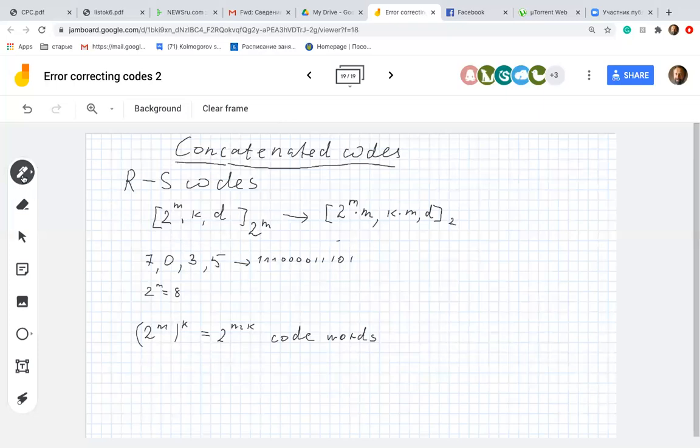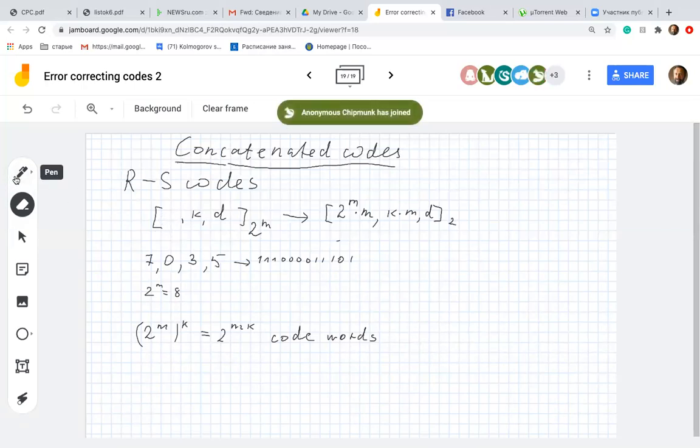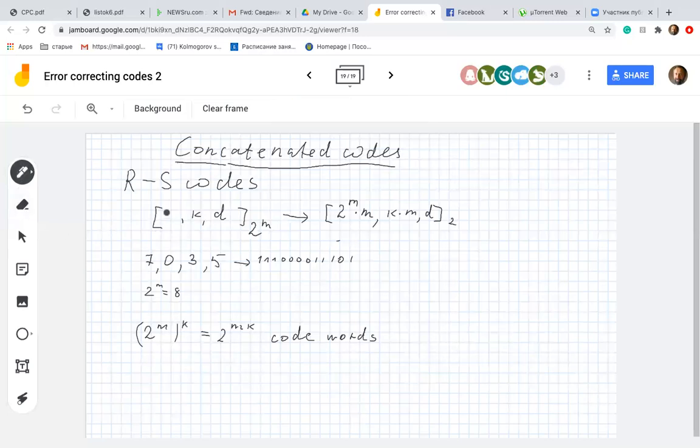So in general, if we have here not 2 to the m but arbitrary q, which is at most, of course, 2 to the m if we consider a Reed-Solomon code, then we multiply, and we obtain here also k times m and n times m.